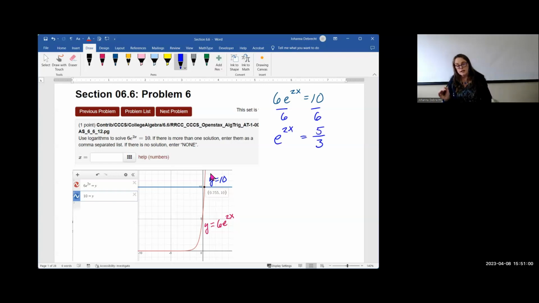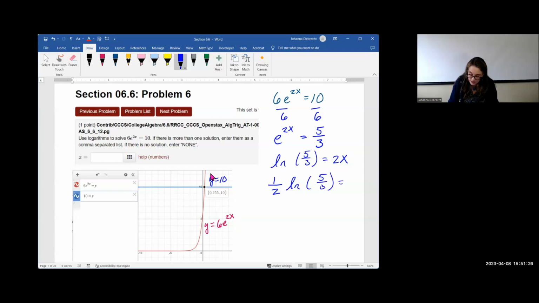Now, if you want to take the natural log of both sides, you can, or you can just switch forms. So this has base e, so I use natural log. The answer part is 5/3, and it equals the power 2x. So to solve for x, I just need to divide by 2. I like to write it as 1/2 times the natural log. So I actually end up with this right here.